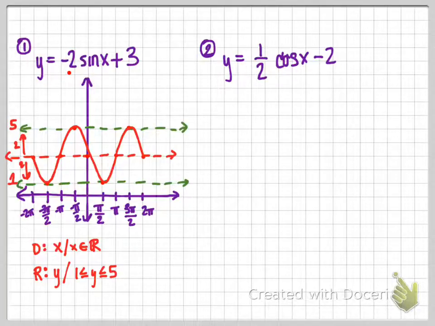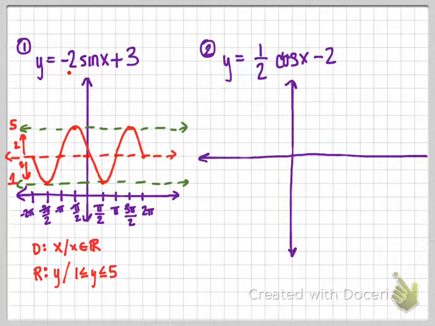Okay, moving on to see what that looks like for cosine. This one's going to be a little trickier because the amplitude is only a half, so we're going to have to maybe zoom in a little bit on this guy to make sure that we are doing it accurately. I'm going to start off by labeling my x and y axis. This one is going to go down 2, so I'm going to put my x-axis a little bit further up so that I have room. I'm going to go 1, 2, 3 spaces down, and then I am going to label where that midline is. That midline is going to be at -2.